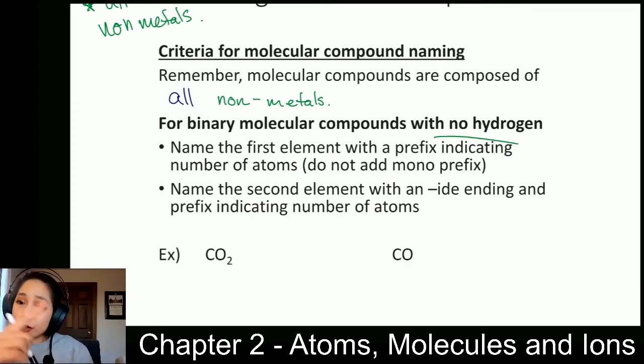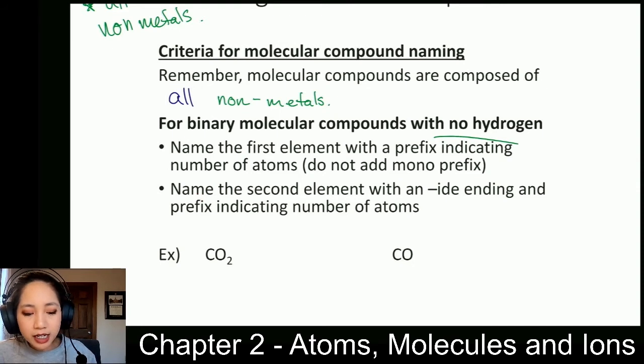So this differs from ionic compounds. Ionic compounds, you never indicate number of atoms, but in molecular compounds, you do most of the time. So you name the first element with a prefix indicating the number of atoms, unless it's mono. Mono meaning one. So if it's just one atom, like in both of these cases where the carbon is first and there's only one of them, you actually don't put the prefix. But we do for all other cases.